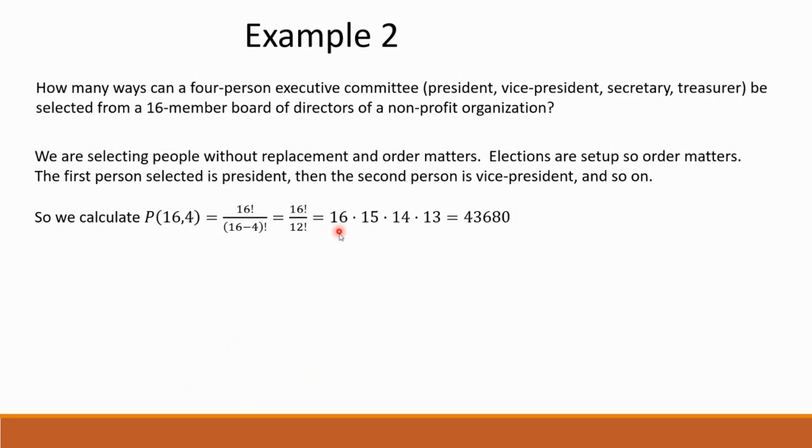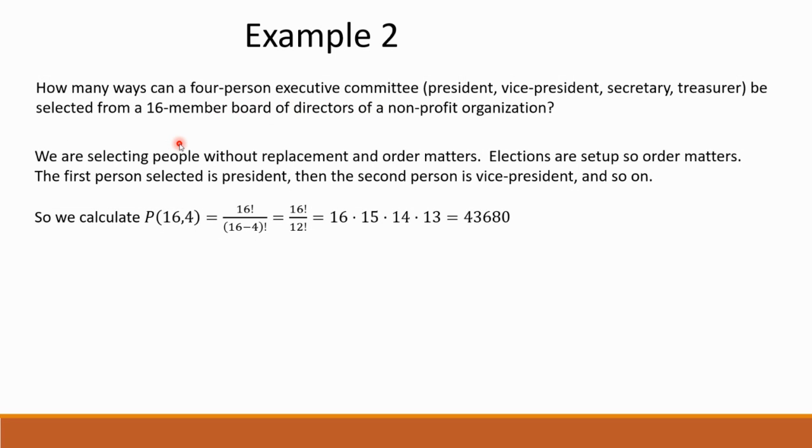All right, so here we're going to form a 4-person executive committee. We're selecting these 4 people from a 16-member board of directors of a nonprofit organization. We want to know how many ways that can be done. So that's the question they're asking.